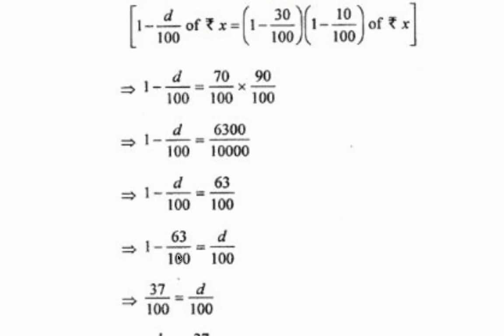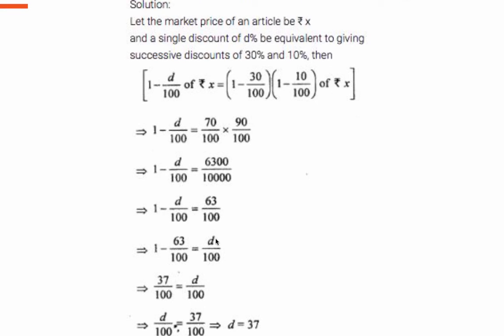Okay, so 1 minus 63 upon 100 is equal to D upon 100. Solve it out. Take the LCM. What I have done is, like terms we have separated. These two are number values, so we have taken them on the same side.